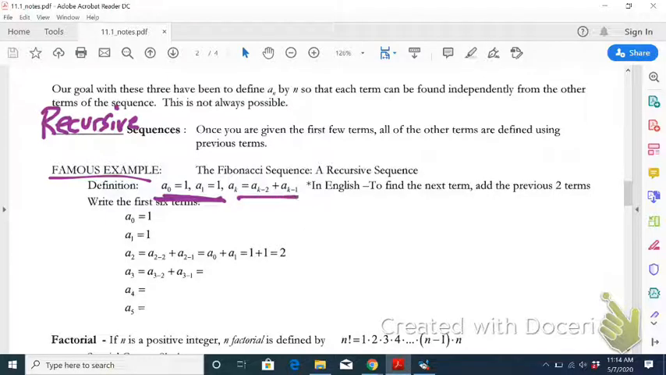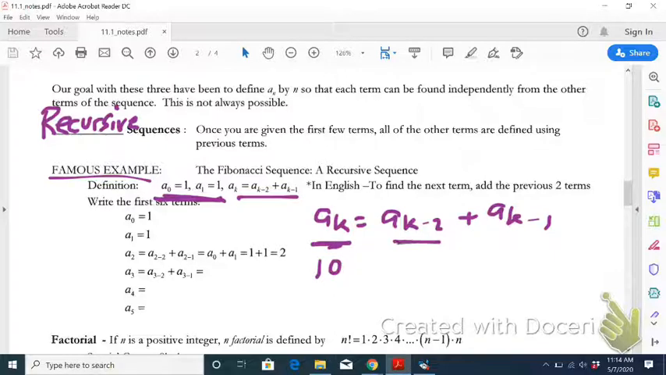Then the definition. It says a sub k is equal to a sub k minus 2 plus a sub k minus 1. So you could think of a sub k as the term you're on currently. If this was the 10th term, then a sub k minus 2 is 2 terms prior, so that would be the 8th term. And a sub k minus 1 would be 1 term before a sub k, so that would be the 9th term.